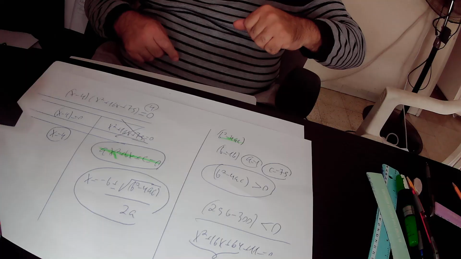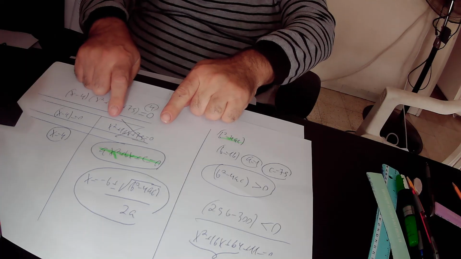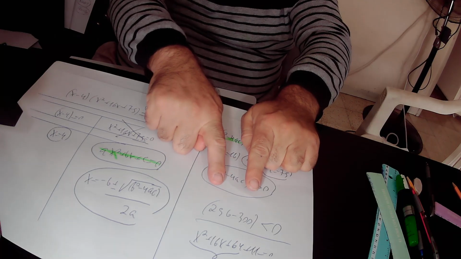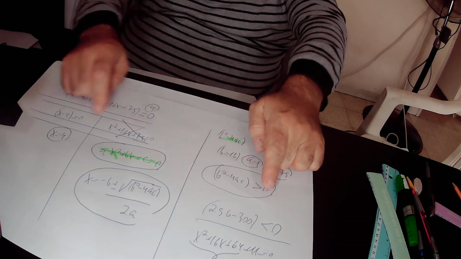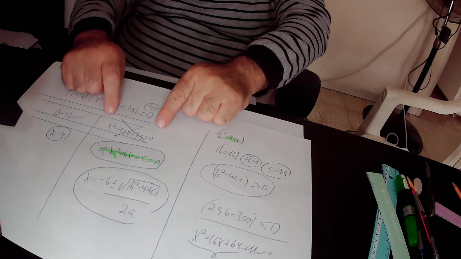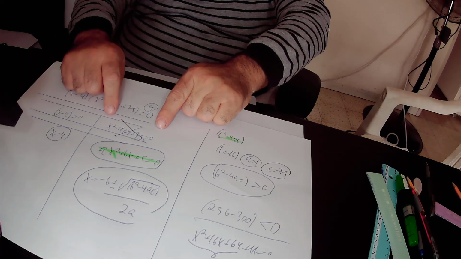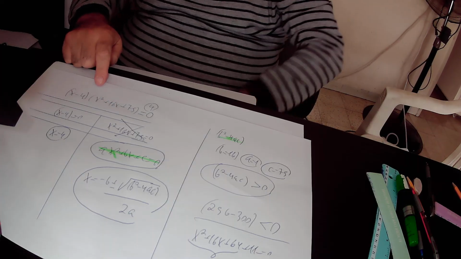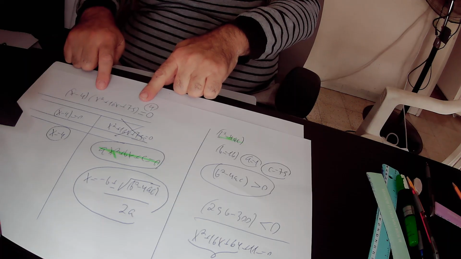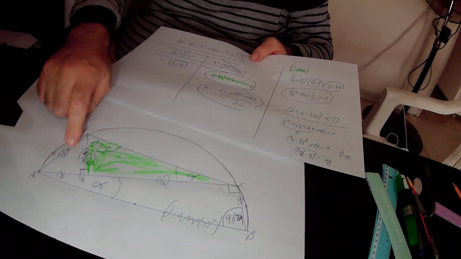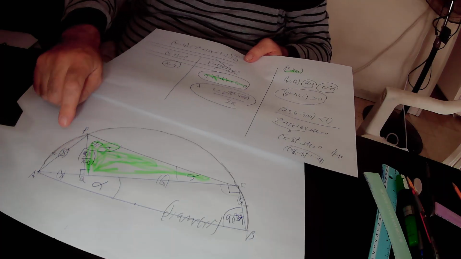So the discriminant of this quadratic equation is 256 minus 300. That is definitely a negative number. Because the discriminant is negative, this quadratic equation has no solution at all. Therefore, we must cancel this option. That is to say, this expression can never be equal to 0. Therefore, we are left with only one solution: the length of this line segment is equal to 4 units.